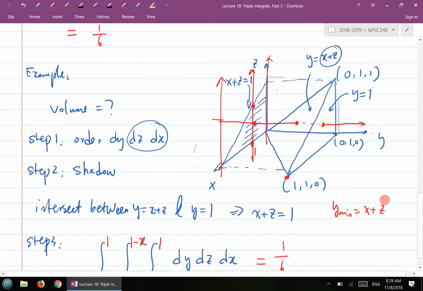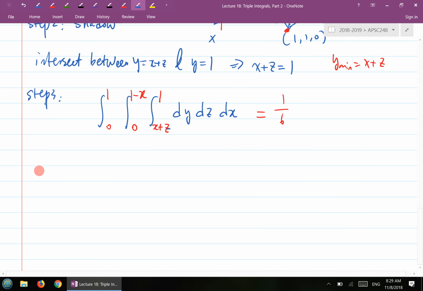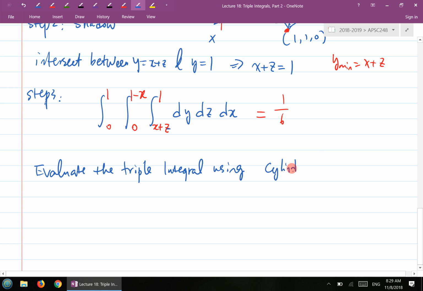Okay. So let's continue to consider another perspective. Basically, let's evaluate the triple integral using a different coordinate system. And this time we're going to use a so-called cylindrical coordinate system.